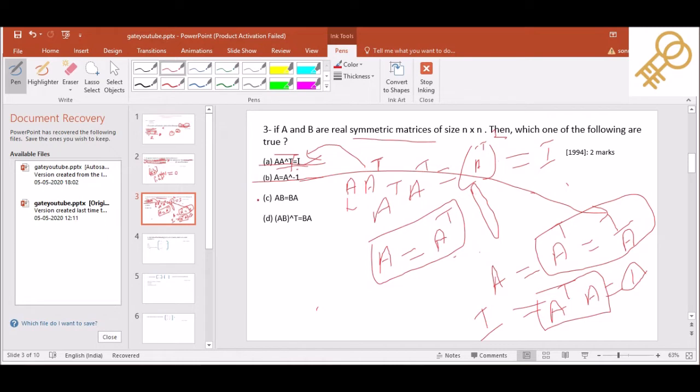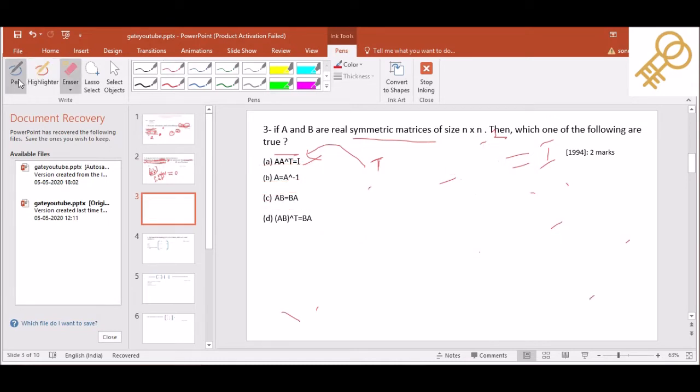Now coming to option C, AB is equal to BA. When can you tell that AB is equal to BA? I have already told you that AB and BA are different, and they are not always equal. There are some cases where you will get them equal. If you replace A with A transpose and B with B transpose, you get the same thing on the left hand side and the right hand side. So this will not be your correct option.